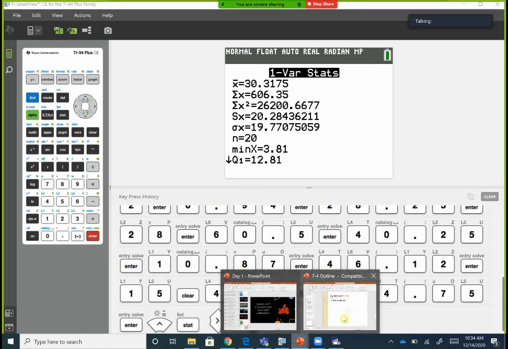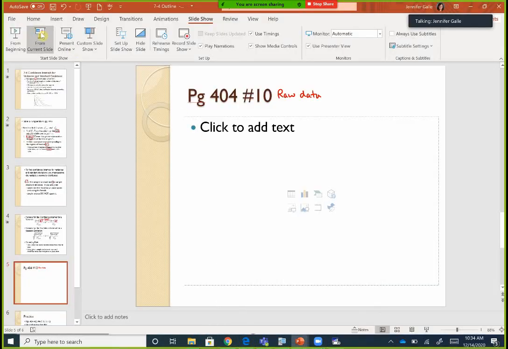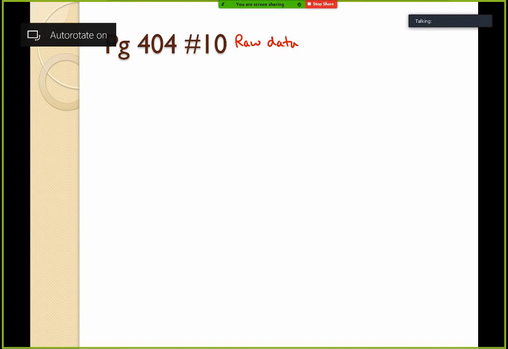So let me switch back here. We need the S. All right, so S is approximately 20 point something, 284. Again, we went 3 decimal places because the raw data went to the nearest hundredths, or that second decimal place. There's our S that we need. We also need our sample size. Our sample size is what? It's 20. Just count how many values you have.